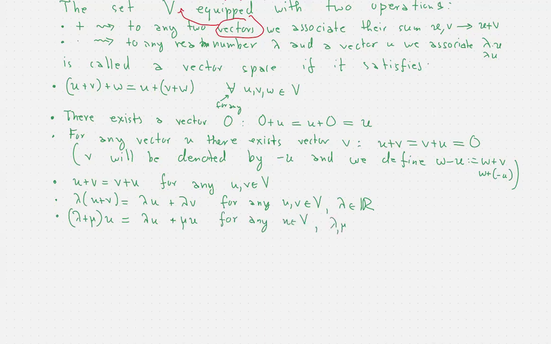And if you scale a vector by the number 1, then you get the same vector. And finally, if you want to scale a vector by the product of two numbers, you can actually scale it by one of the numbers and then scale it by the other number. So for any u in V, for any lambda, mu in R. So if a set equipped with two operations satisfies these properties, then it's called a vector space. And again, our prototype is R to the n.